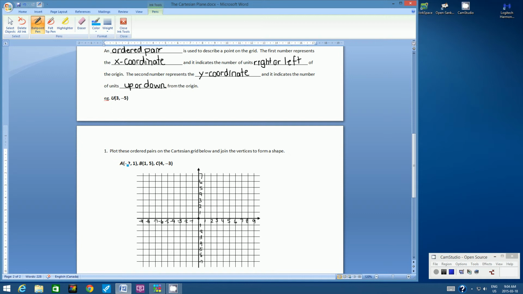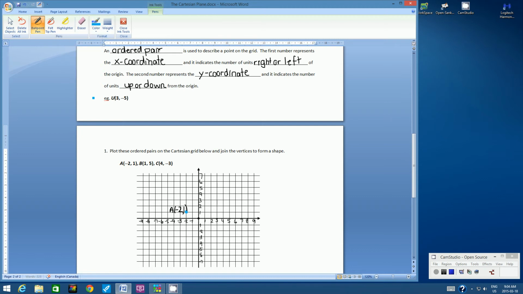Then we look at the y value, and because it's positive, that means we're going to go up. If it were negative, we'd go down. So we go left 2 and then up 1. Okay, so I want you to place a fairly large dot there. And then what I want you to get in the habit of is labeling the ordered pair, which is point A, and then writing in the ordered pair, which is (-2, 1). Okay? All right, so that's the first point.